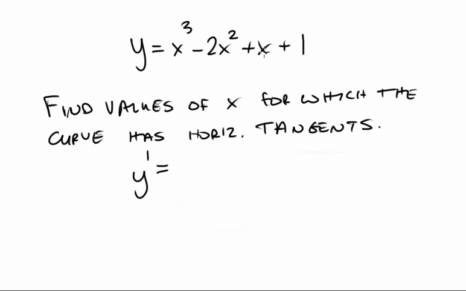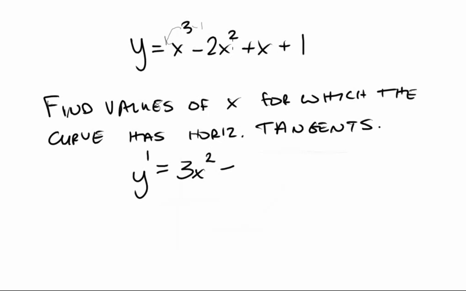Okay, so let's take the derivative of this function. Again, we have the sum difference rule. We have 4 terms here, so we're going to take the derivative of each individual term, and then combine them using addition and subtraction. For x cubed, we move the 3 to the front and subtract 1 from the exponent, so that gives us 3x squared.